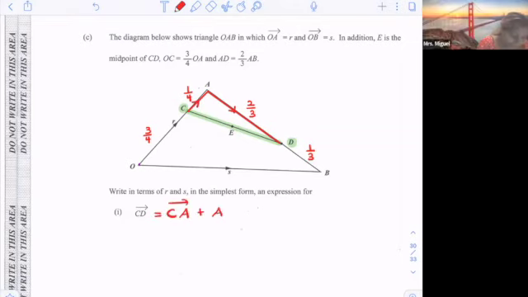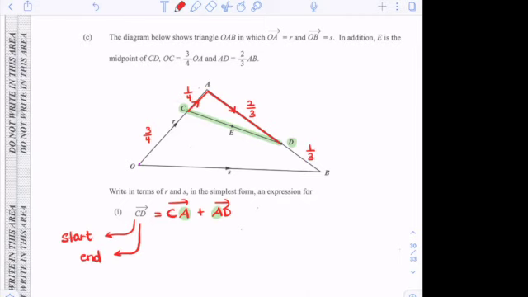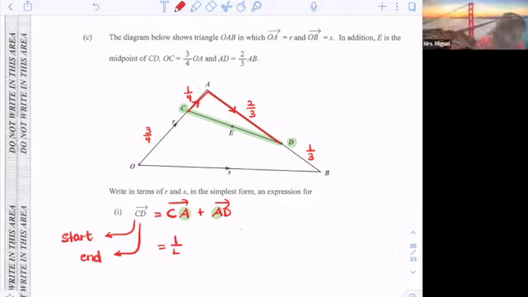So CA plus AD. And when we write in vectors, C is always my start, D is always my end, and whatever I put in the middle here must be the same. That is the common point. Are you all with me so far? Yeah, miss. So, let's do it. A quarter of R, because the whole vector OA is R, so a quarter of R plus AD.